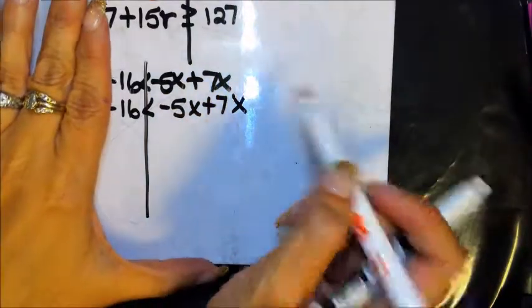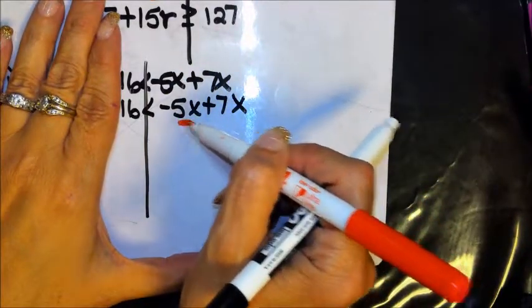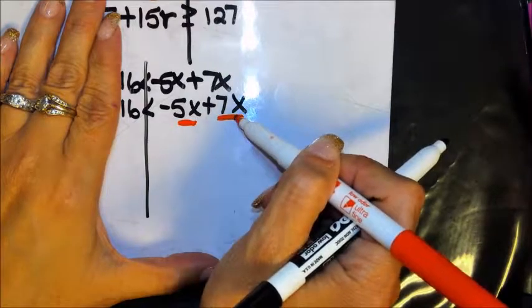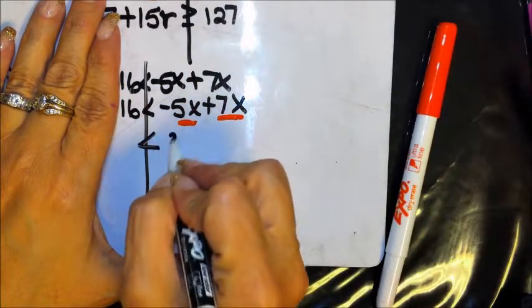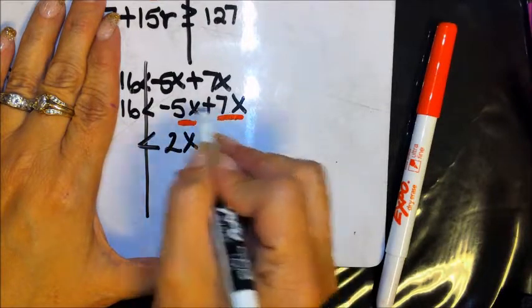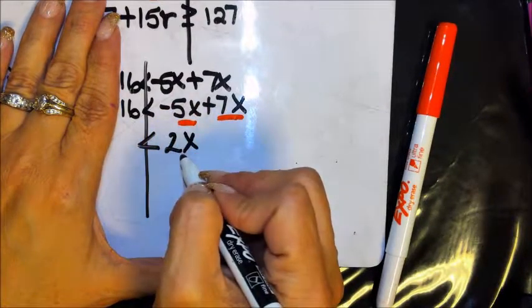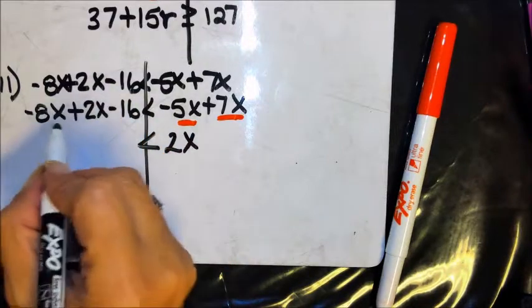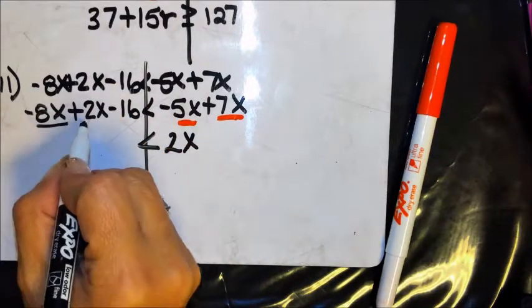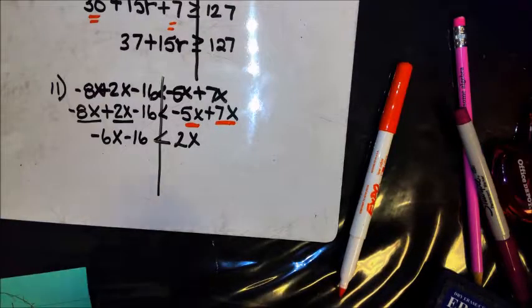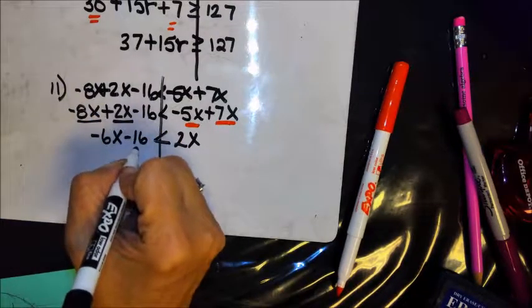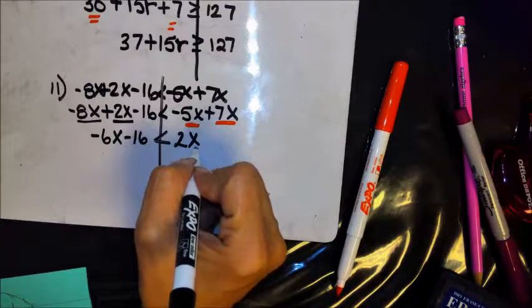So on the right side, I notice that I've got the x family twice. So I'm going to put those together. That's going to give me 2x. 7 minus 5 is 2x. On this side, I'm going to put negative 8 and 2 together and get negative 6x. Negative 6x minus 16 less than 2x.